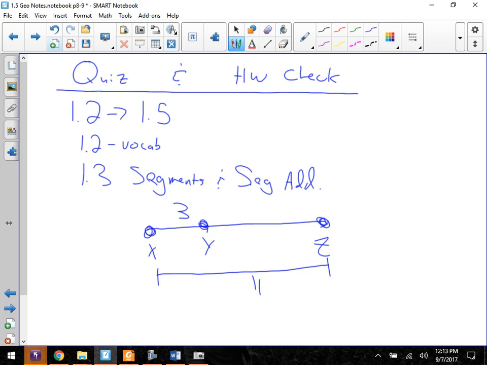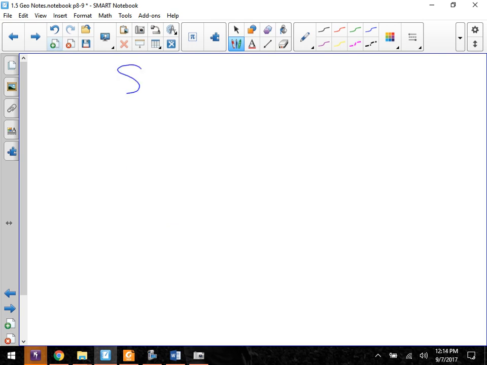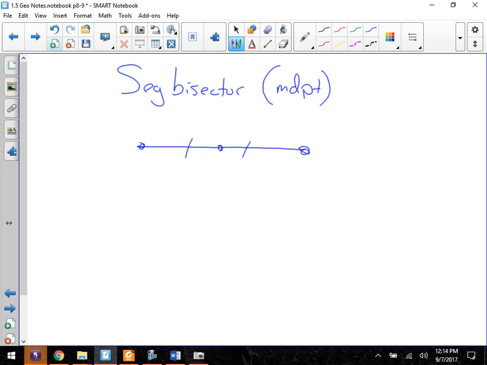So also in 1.3, we talk about segment bisector or midpoint. What does a segment bisector or midpoint do to a segment? Splits it in half. Very good. It cuts this segment into 2 equal, congruent parts.